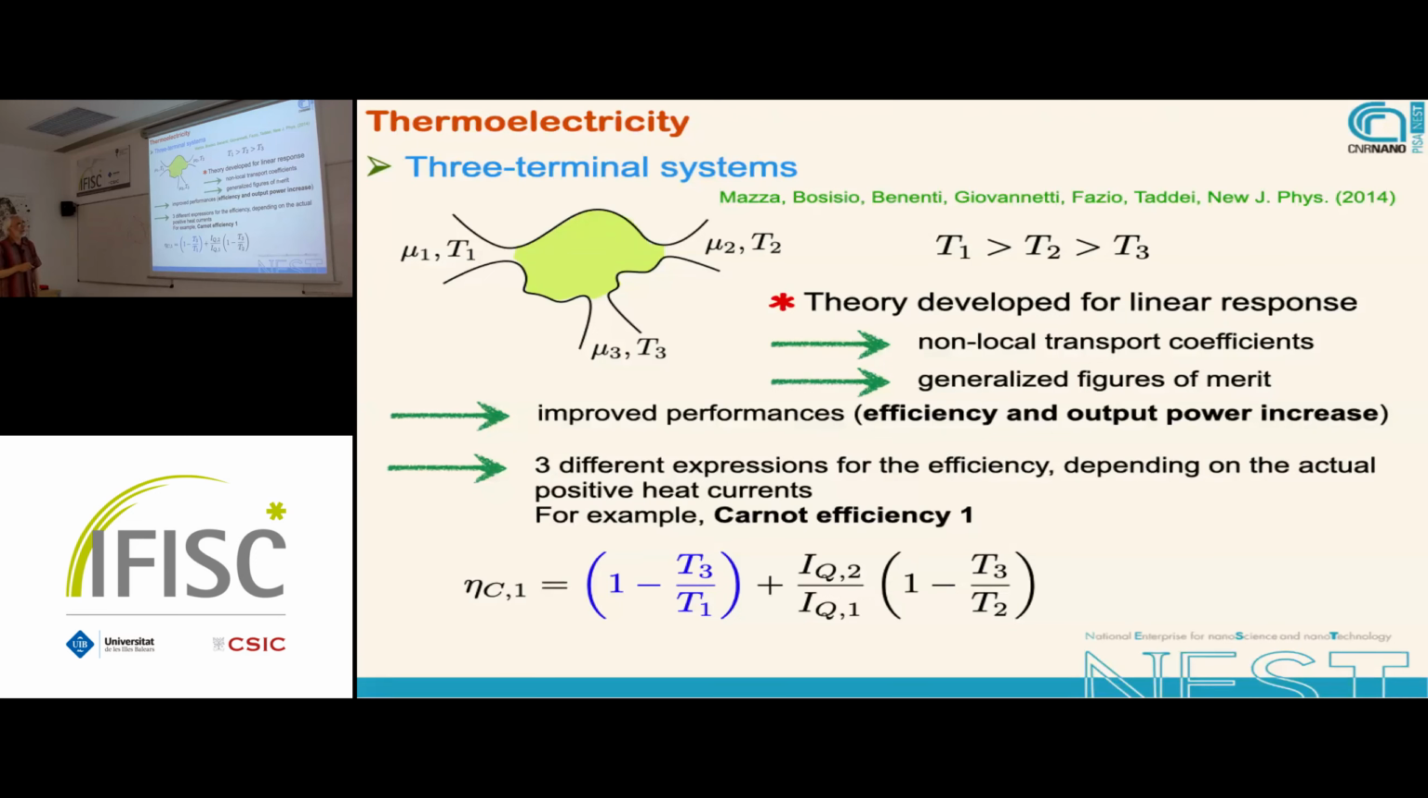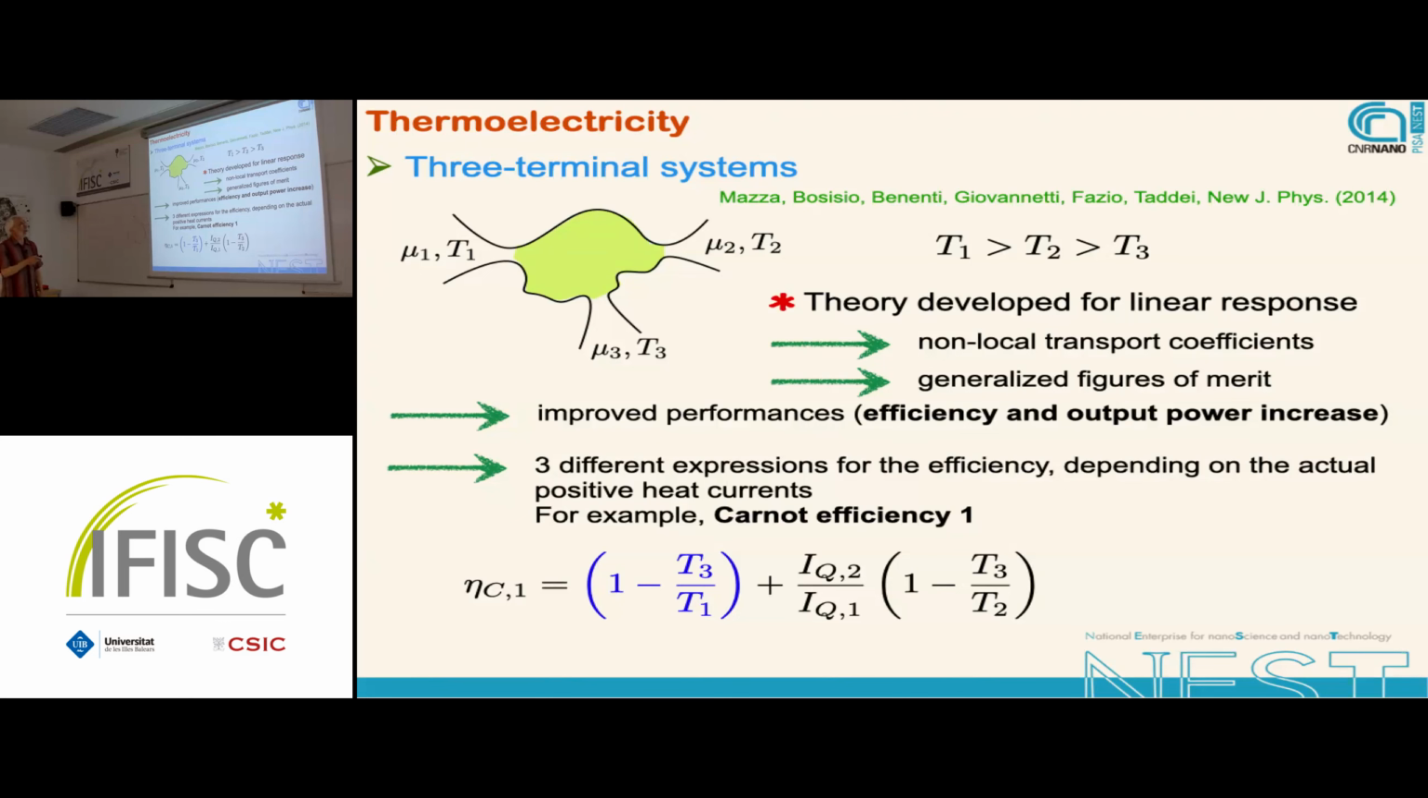And then we find that you can find generalized figures of merit. There is not just one ZT; you need at least 3 different figures of merit if you have this three-terminal system. And then you find that efficiency and output power can be increased if you have this more freedom, the freedom of having one more terminal. Just to mention a strange thing you find: the Carnot efficiency does not simply depend on temperatures.